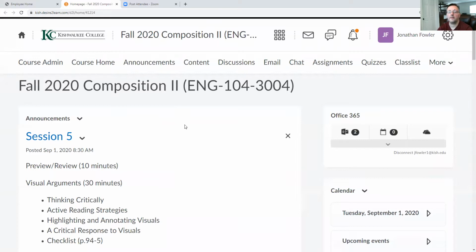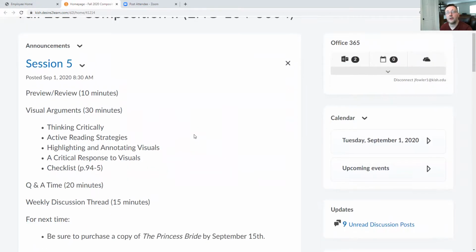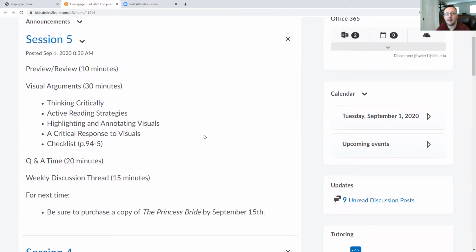And here we are for Fall 2020 Composition 2, English 104, in other words, Section 3004. We meet on Tuesdays and Thursdays, don't forget, and I'll usually upload links every Tuesday and Thursday morning. So for Session 5, in terms of our preview, I want to talk a little bit today about visual arguments. This week we'll be beginning the discussion that will lead into next week's writing lab, where we will begin to compose the ad analysis.